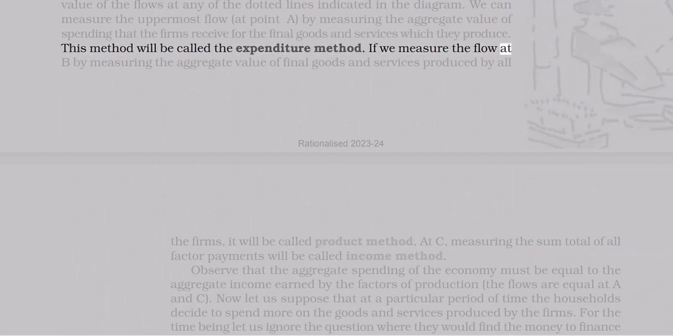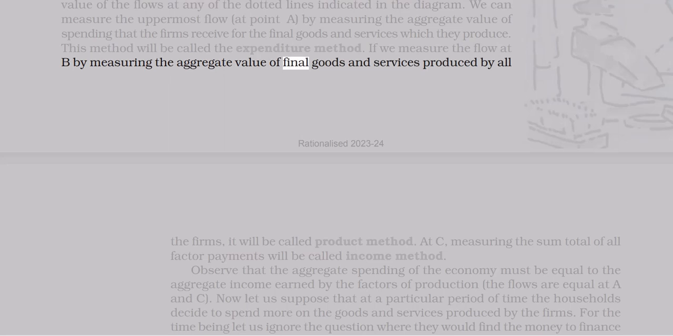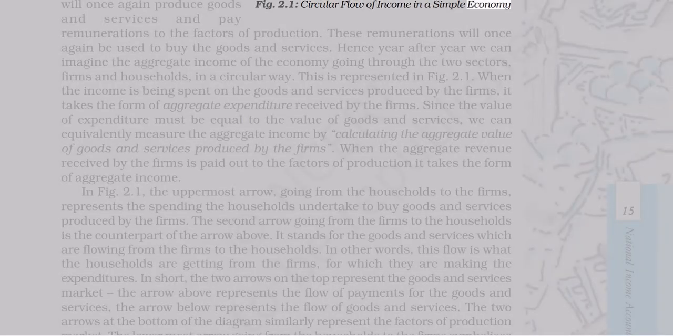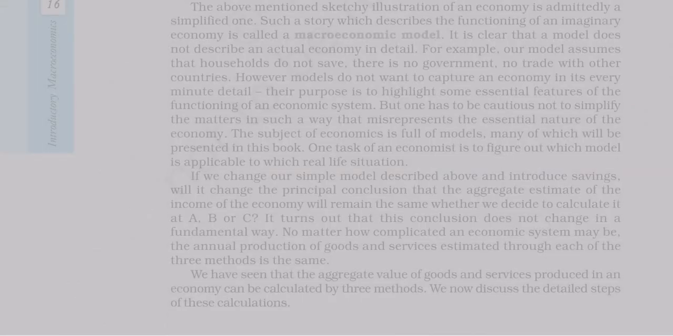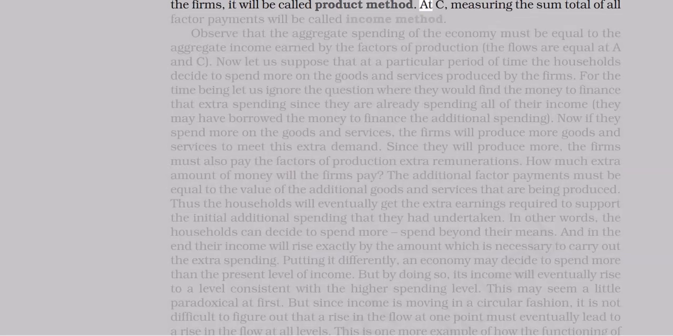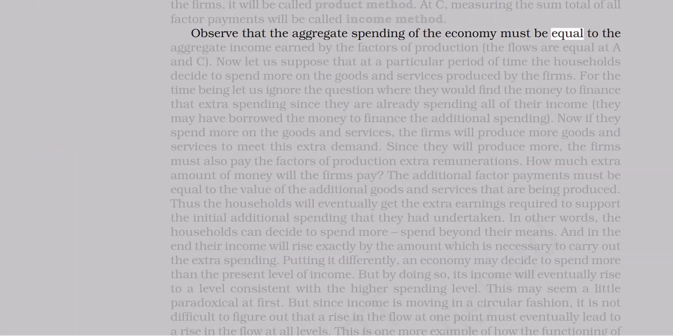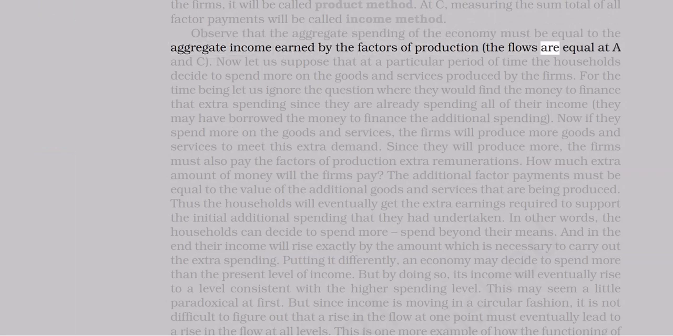If we measure the flow at B by measuring the aggregate value of final goods and services produced by all the firms, it will be called the product method. At C, measuring the sum total of all factor payments will be called the income method. Observe that the aggregate spending of the economy must be equal to the aggregate income earned by the factors of production. The flows are equal at A and C.